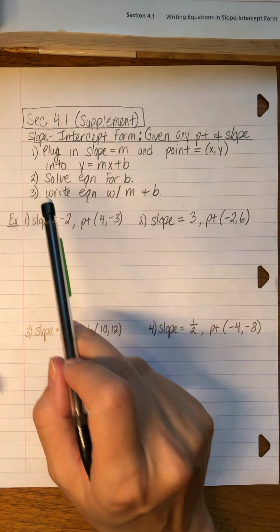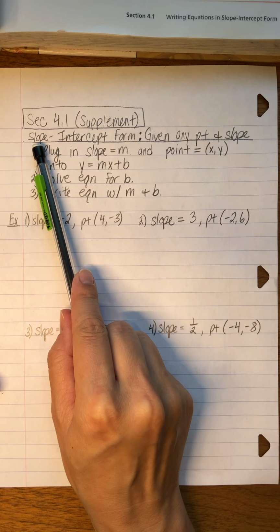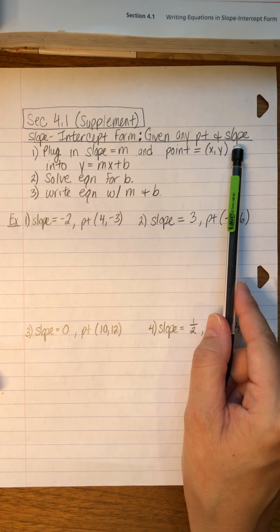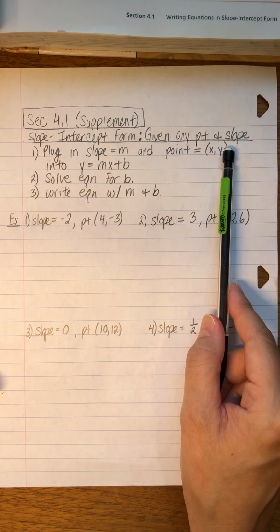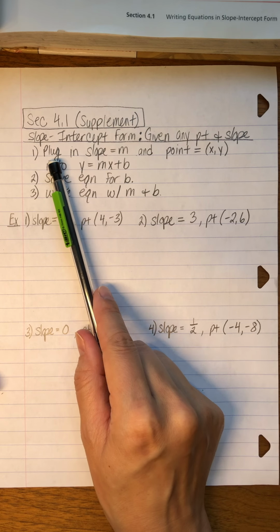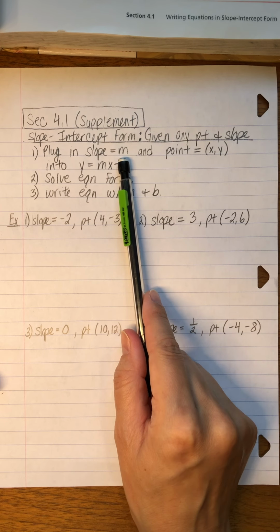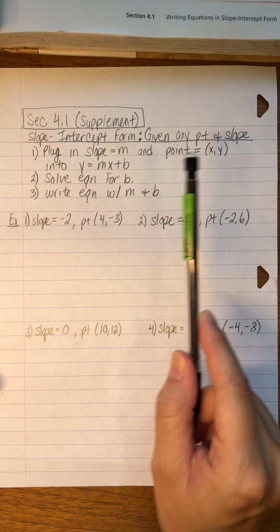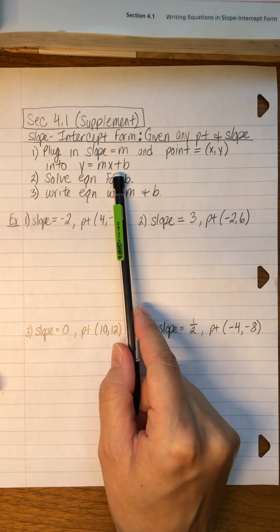And in this video, we're going to look at slope-intercept form given any point and a slope. It could be any point along the line, not necessarily the y-intercept. So the first thing we want to do is identify the slope as the m, and we're going to use our point as x and y. We're going to plug that into y equals mx plus b.